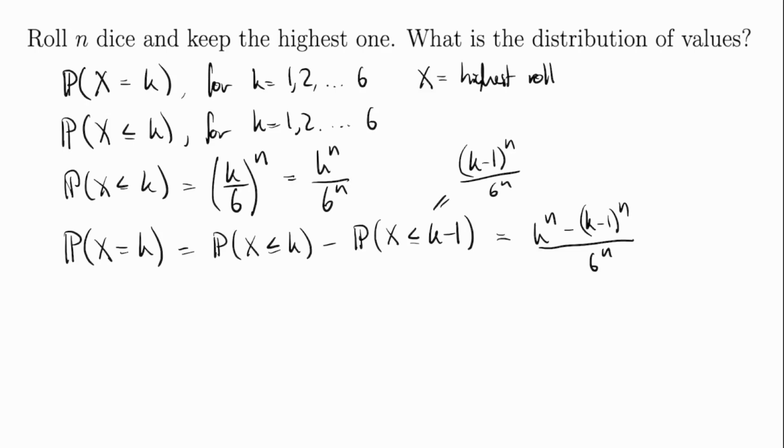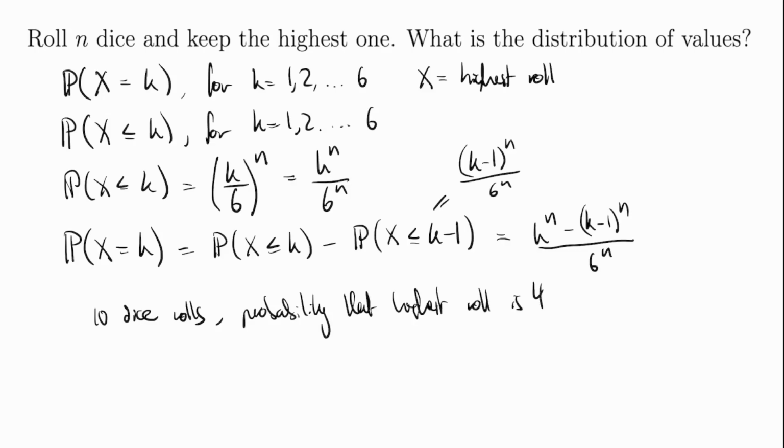For example, if we roll 10 dice, so if you have 10 dice rolls, we want to find the probability that the highest roll is 4. Well, this is just the probability that x is equal to 4, which by our formula here is 4 to the 10 minus 3 to the 10 over 6 to the 10.